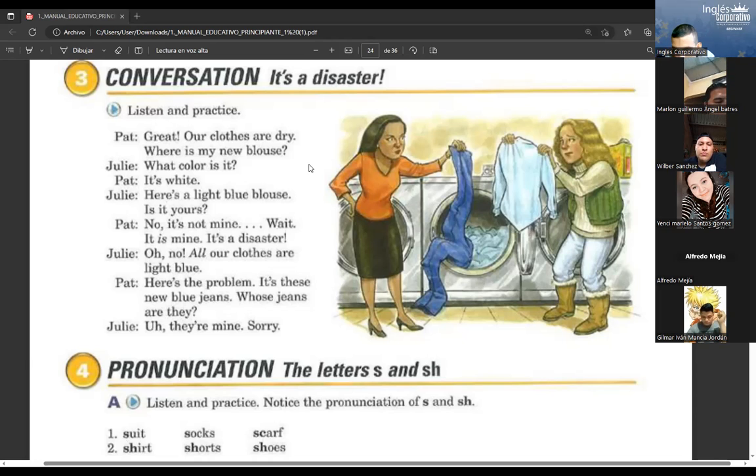Please. Great. Our clothes are dry. Where is my new blouse? What color is it? It's white. Here's a light blue blouse. Is it yours? No, it's not mine. It is mine, it's a disaster. Oh no, all our clothes are light blue. Here's the problem. It's this new blue jeans. What jeans are they? Oh, they are mine, sorry.